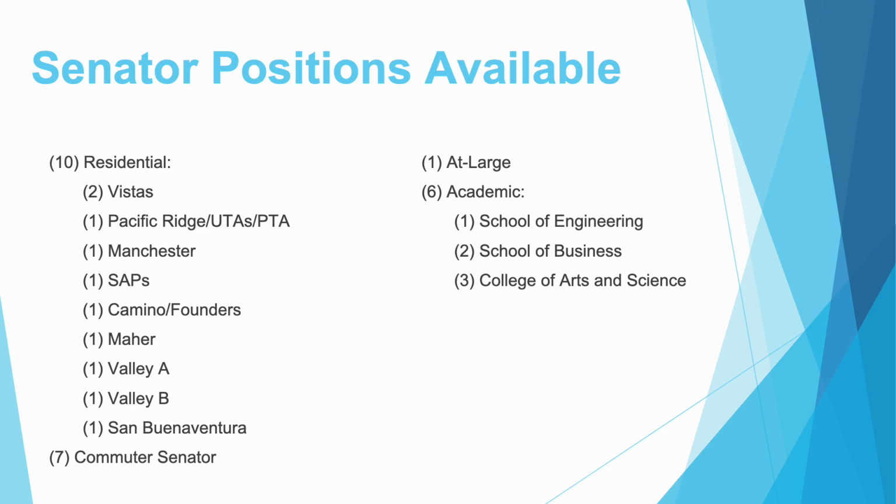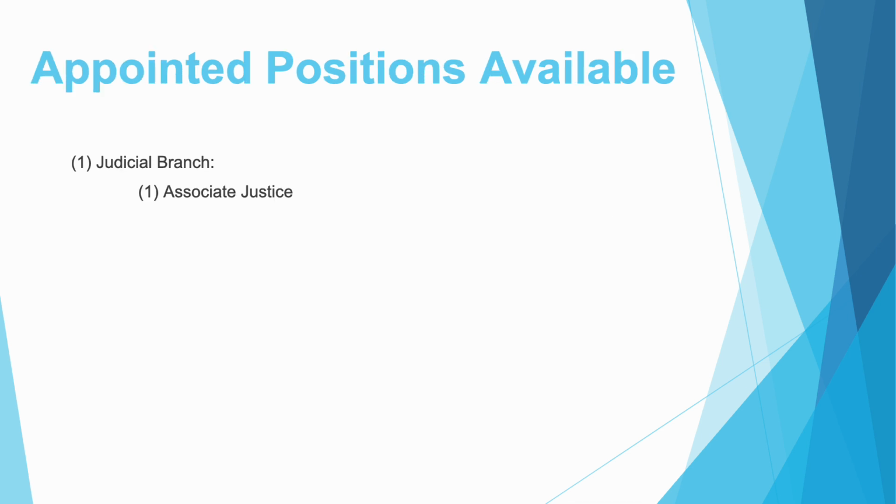Here's a list of all available senator positions. To start, there are 10 residential positions: 2 from Vistas, 1 from Pack Ridge, UTAs and PTAs, 1 for Manchester, 1 for SAPS, 1 for Camino Founders, 1 for Maher, 1 for Valley A, 1 for Valley B, and 1 for San Buen. There are also 7 community senators, 1 at-large senator, and 6 academic senators: 1 from the School of Engineering, 2 from the School of Business, and 3 from the College of Arts and Sciences. In addition to senator roles, there's also 1 available appointed justice position for the judicial branch.